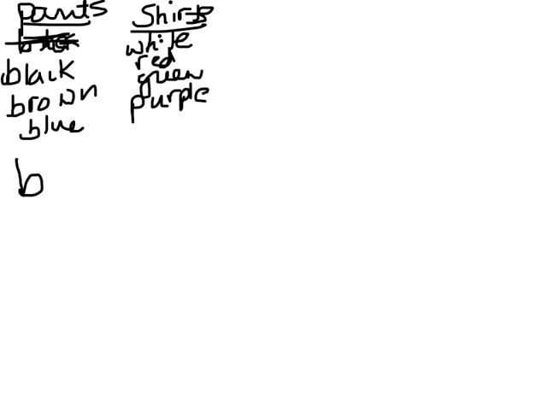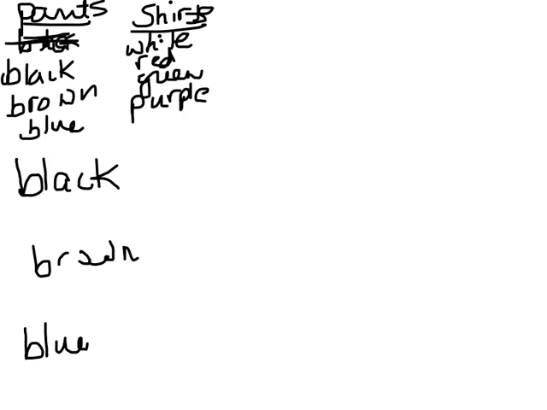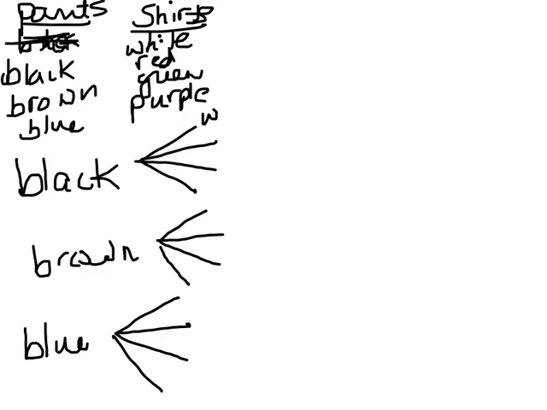So I could say he's got black pants, he's got brown pants, and he's got blue pants. So y'all draw this too on your paper as you go. So he could wear a white one with the black, or a red one with the black, or a green one with the black, or a purple one with the black.